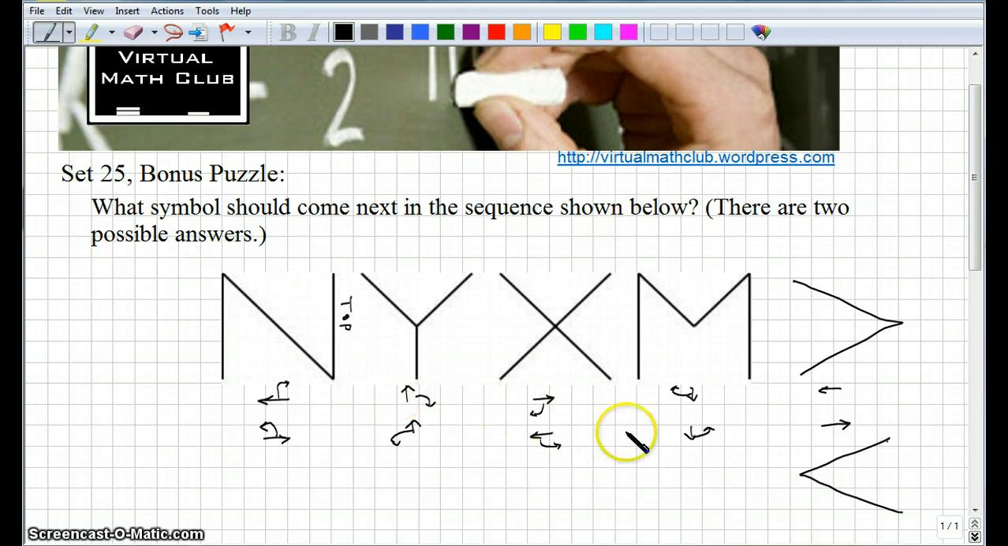All right, well, there you go, that's the answer. There's actually two, and it could be a V opening up toward the left, or a V opening up to the right. Looks like a greater than or equal to sign, but so there you go.